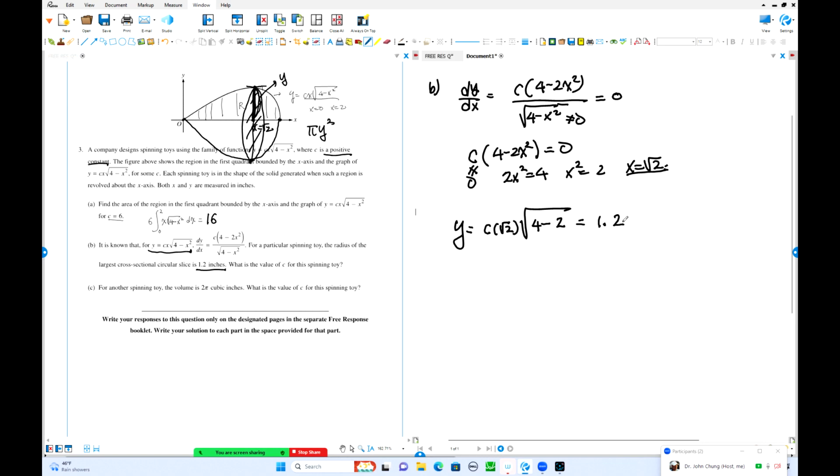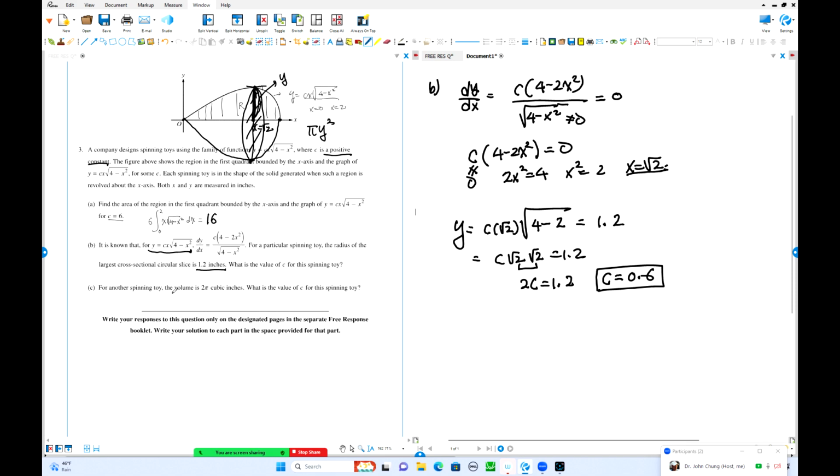Are you okay with this? This is y, the maximum y. Now let's find the value. So this is c times square root 2 times another square root 2, so square root 2 times square root 2 is positive 2. So 2c equals 1.2. From here we can find the value of c is 0.6. I think that is correct. That's number 2.